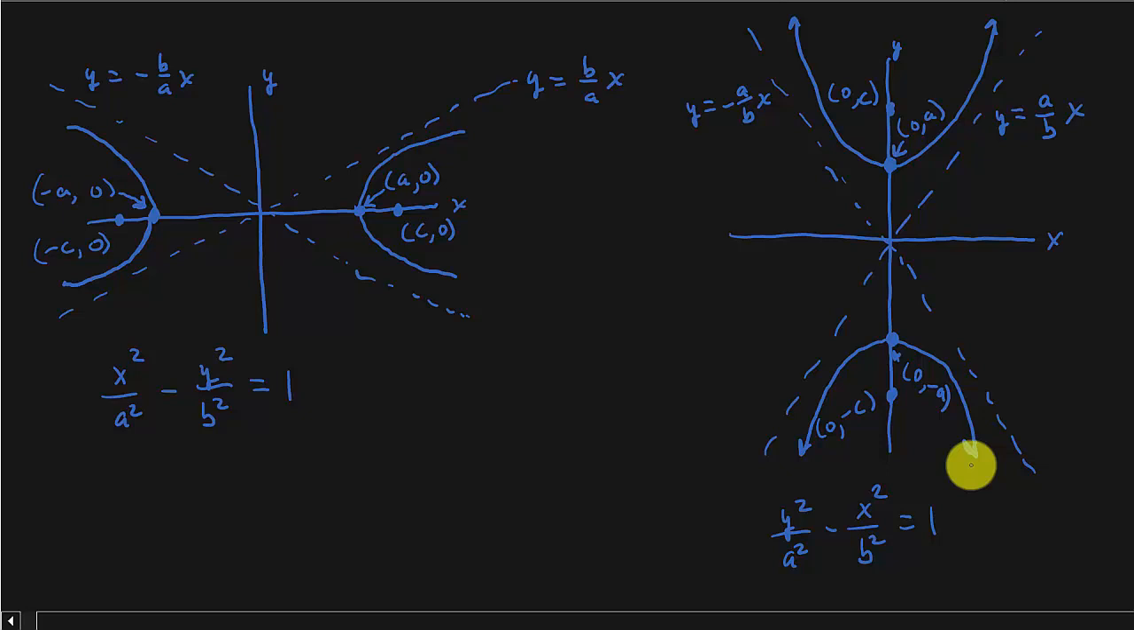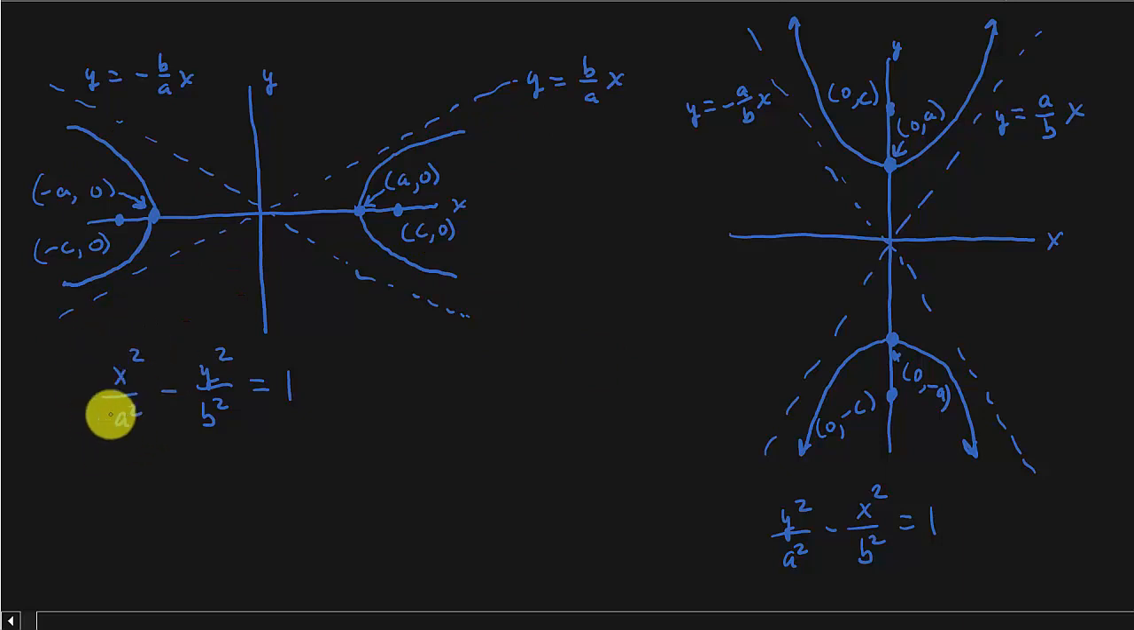Whatever number's under y tells you, if the y squared's first, we're going to go up a, down a. If the x squared term's first, we're going to go to the right a, to the left a, not b, a. And then we have our asymptotes here.